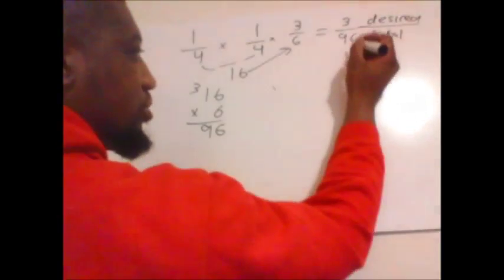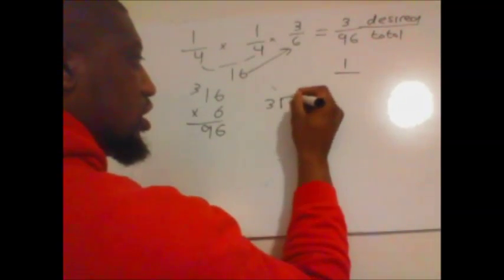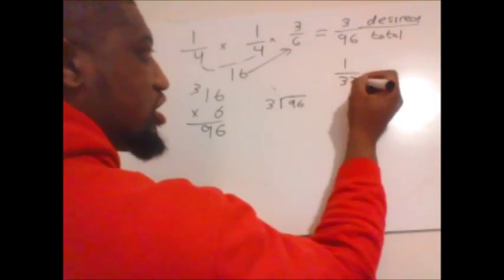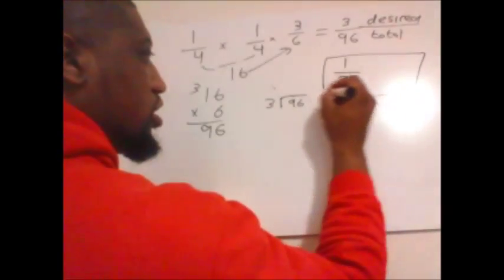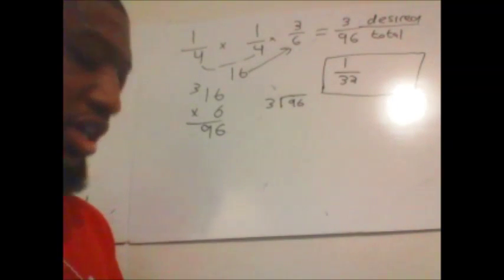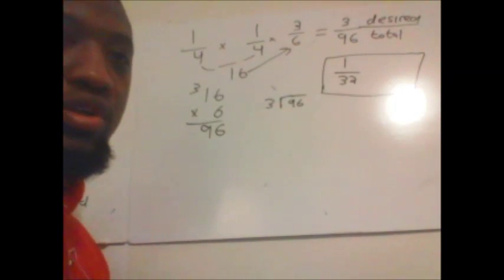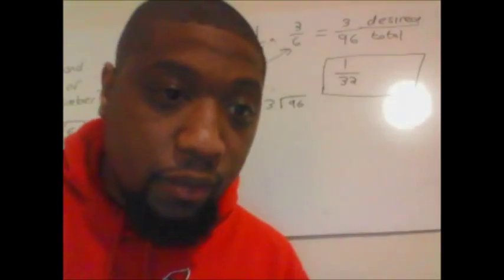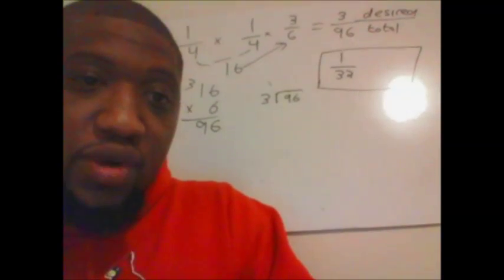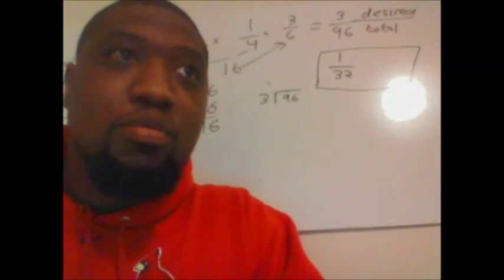3 divided by 3 is 1. And then 96 divided by 3 is 32. So your probability will be 1 over 32 for the occurrence of you selecting an A and rolling an even number. Remember that first you need to find your probabilities, and in compound events, after you find your probabilities, you multiply across to find the compound probability of the problem.